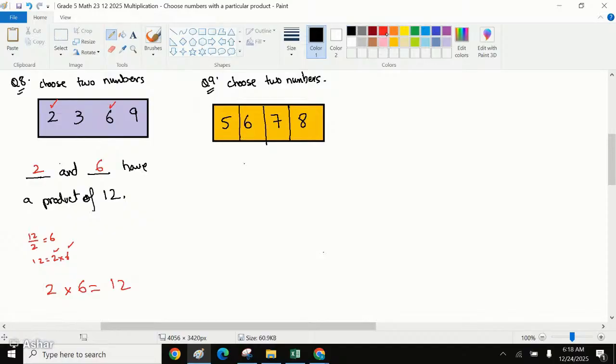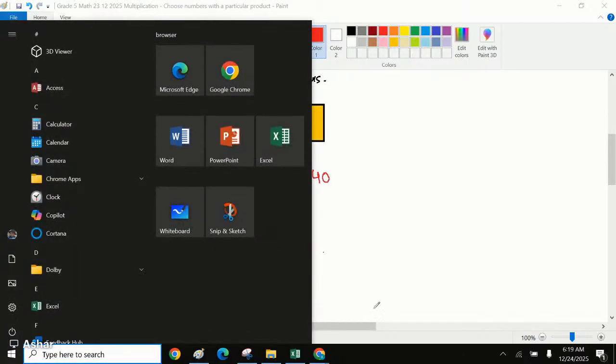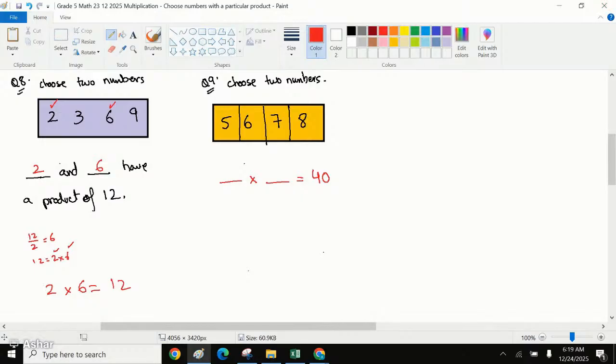And the question says the first number multiplied with the second number should be equal to 40. So find the two numbers. Okay. So what are the two possibilities? What are the factors of 40? Can anyone give me the factors of 40? See, we know that 40 cannot be divided by 6. We get a decimal answer, right? Similarly, we cannot say 40 divided by 7. It should be decimal. Still a decimal number.